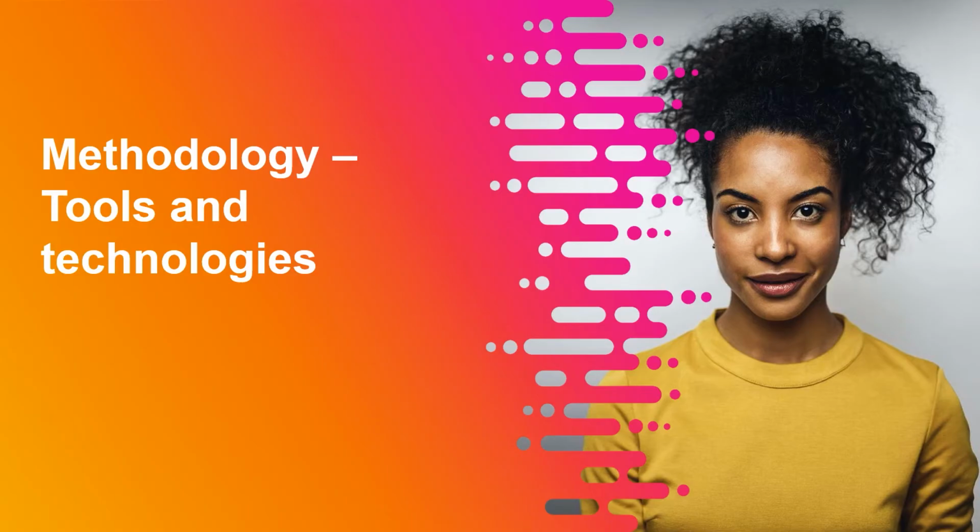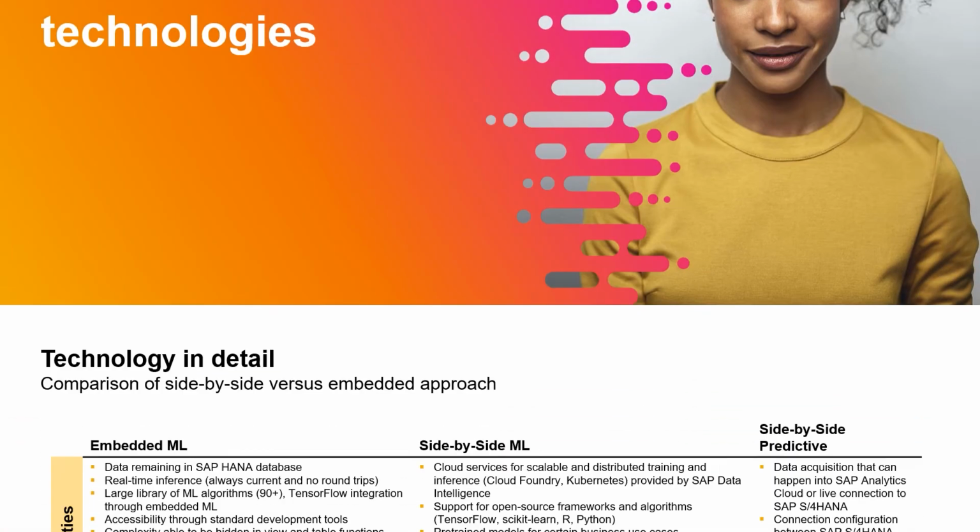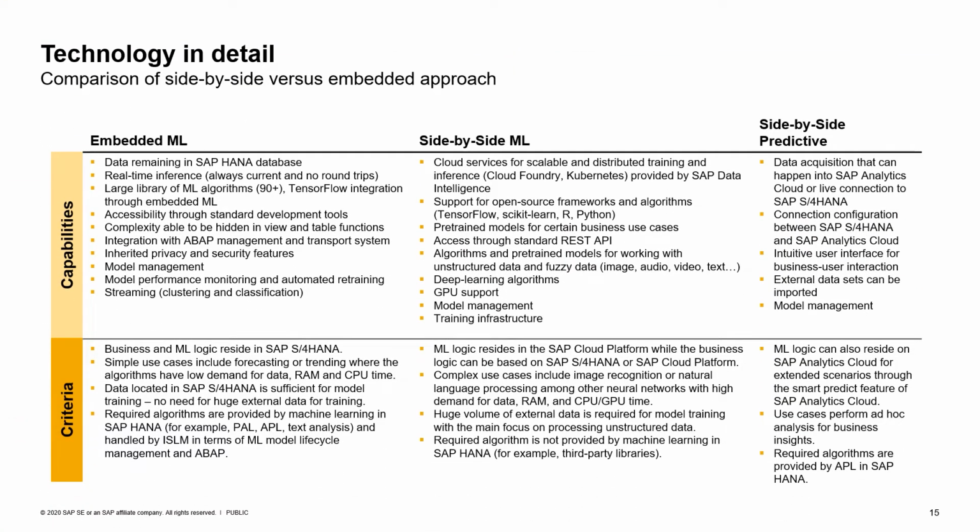All right, let us now continue to the next section where we will briefly discuss the methodology, the tools and technologies that are behind these different models that we have so far talked about, the different approaches. Before going there, we want to understand the technology in detail. We are looking into these three different ways of doing predictive analytics and machine learning. So let us do a quick comparison of these approaches, the side-by-side, the sidecar approach versus the embedded approach.